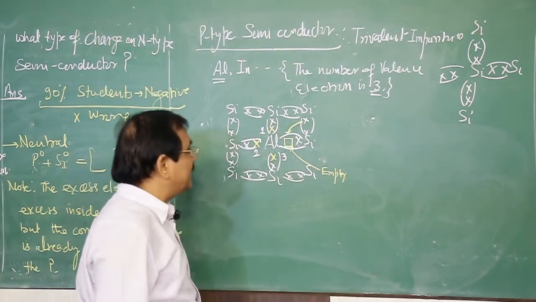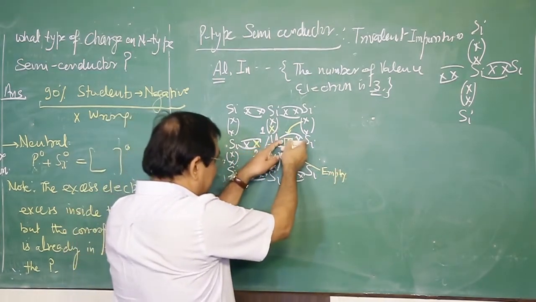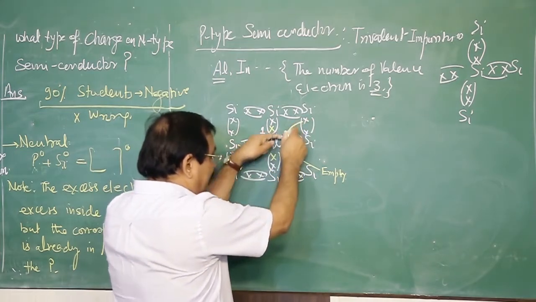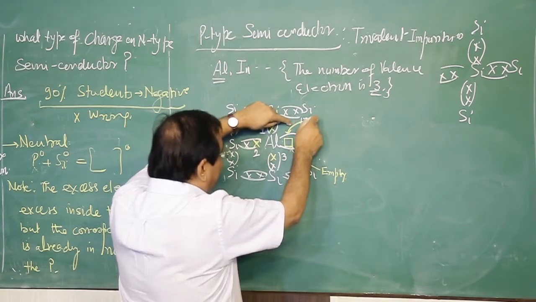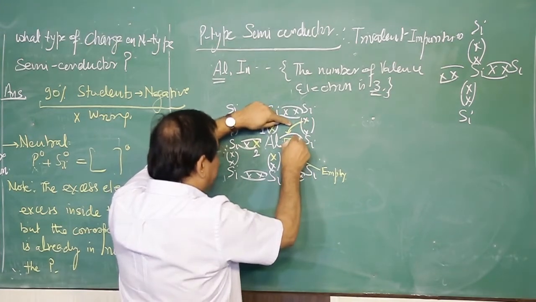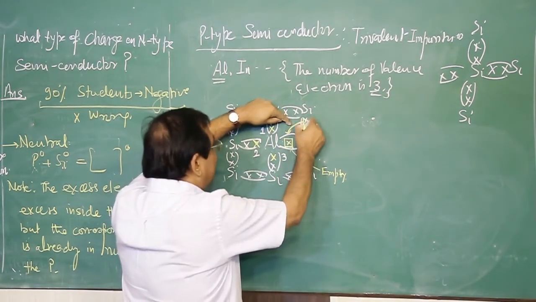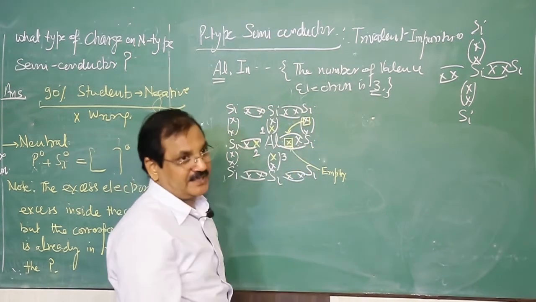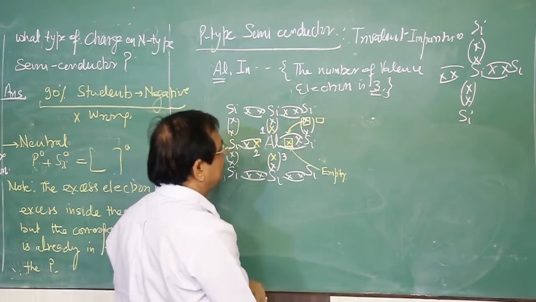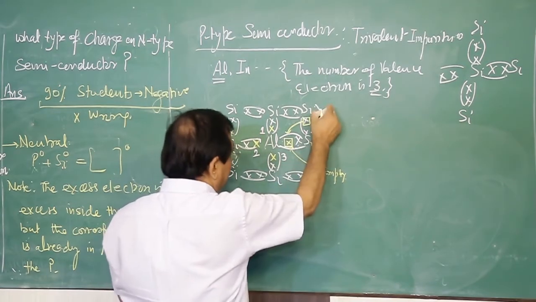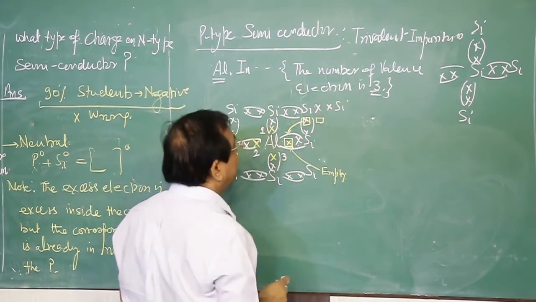This one is an empty place, and this place is occupied by one electron from the neighboring silicon. So, what will happen? This electron occupies this place and there is a vacant place at this particular space, which means there is a vacancy here. And then what will happen if there is another silicon here?